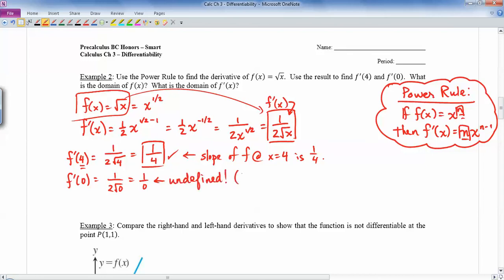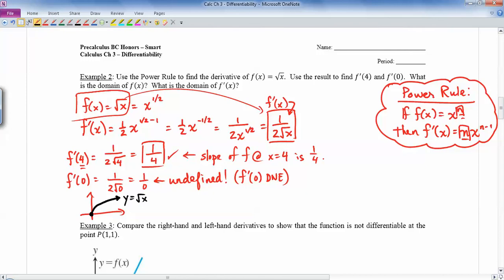So that means that f prime of 0 does not exist. So that means that the graph of f has no slope when x is 0. Okay, well, let's look at the graph of f. The graph of f looks like this. It starts at (0, 0) and goes off like that. That's y equals root x.